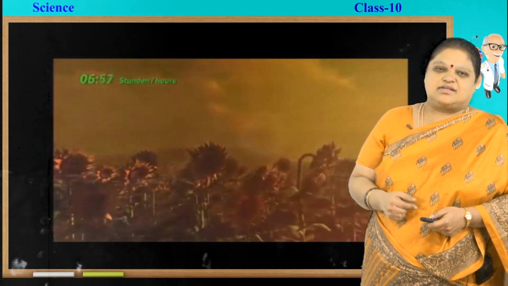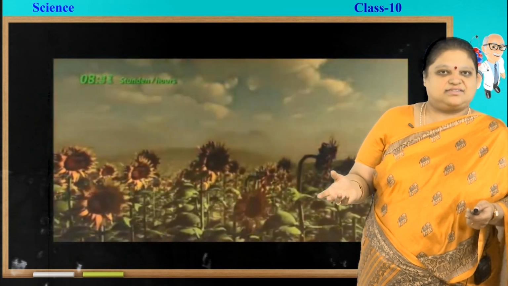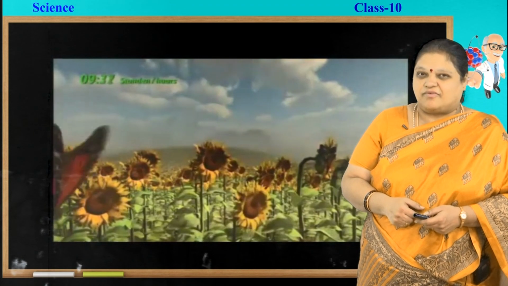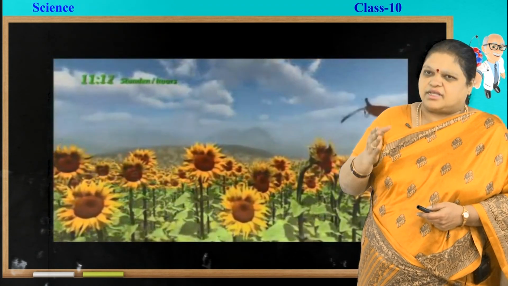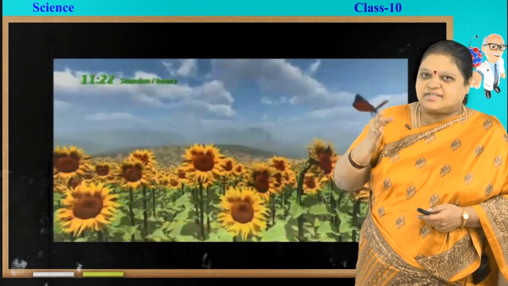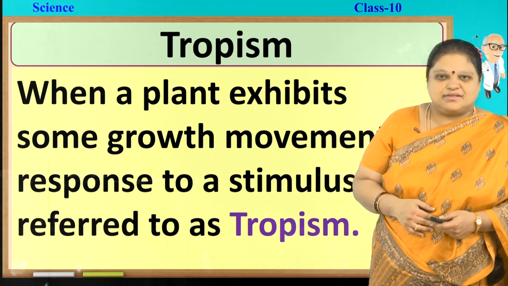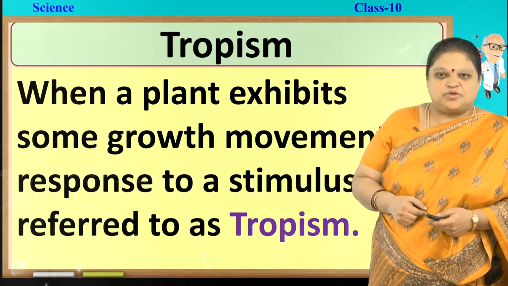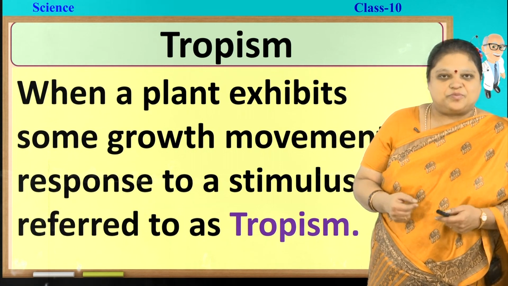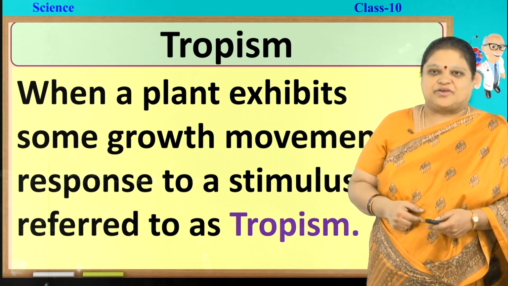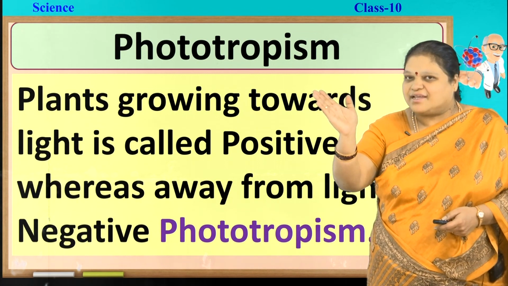You can see here plants are moving towards the sunlight, that is sunflower plants. So, why do they move like that? For the sake of growth. So, every movement has its own purpose. So, it may be for the purpose of growth. When a plant exhibits some growth movements in response to a stimulus, you call it tropism. I want you to make note of it. Next, you saw the plant is moving towards the light.